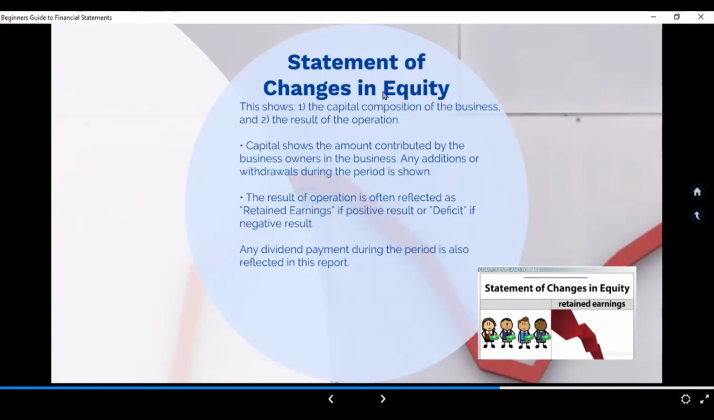Okay, that is your statement of changes in equity. So your capital shows the amount of the contributions of your owners to the business. Okay? And the result of the operation is reflected on your retained earnings. May that be a positive result or a negative result. And any dividend payment during the period. So, katulad ng sabi ko kanina, no? Parang in English ko lang. So, yan yung nandito sa statement of changes in equity.